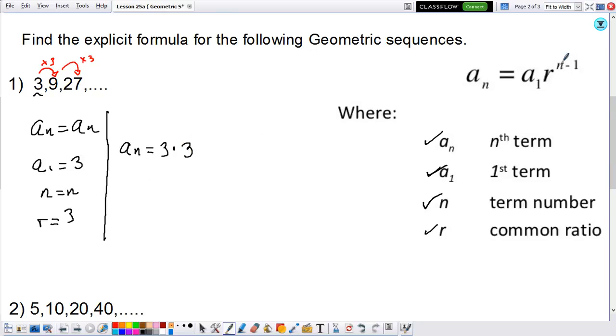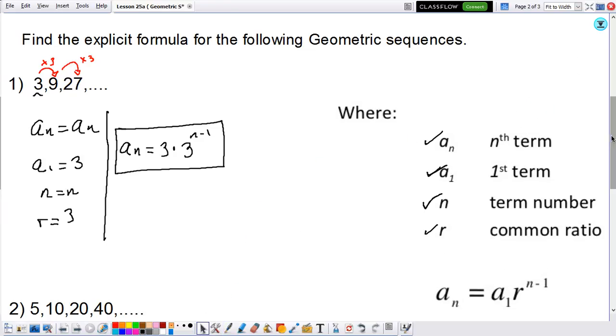And in the exponent, we have n minus 1. But here we know that n is equal to n, so we got n minus 1. So here's the explicit formula that we were looking for. Again, all we're doing is looking for these four pieces of info, and we plug them into the formula.